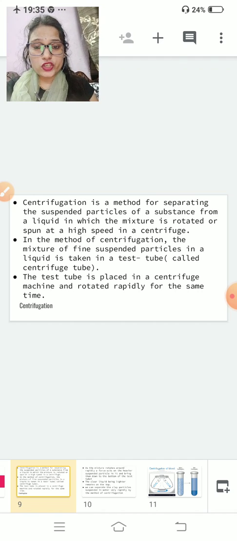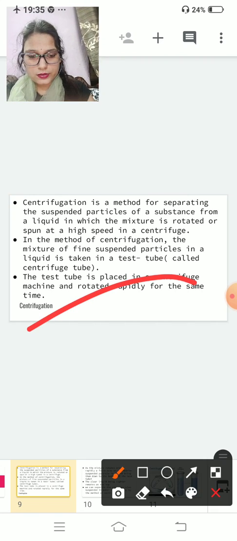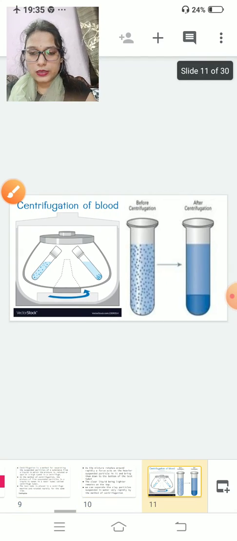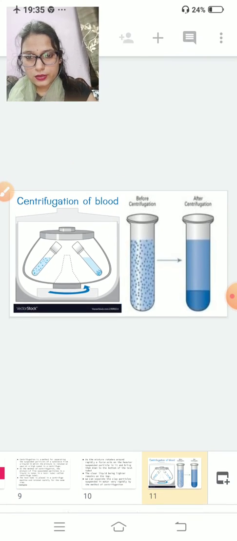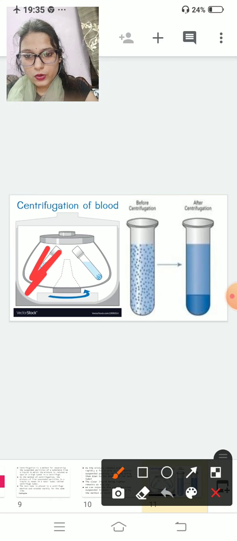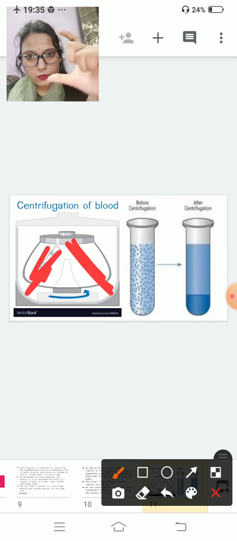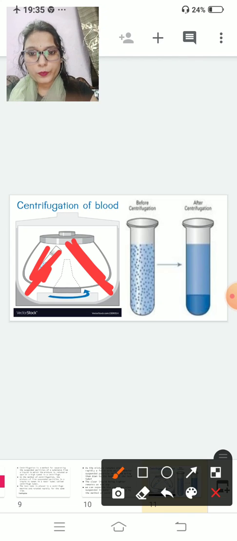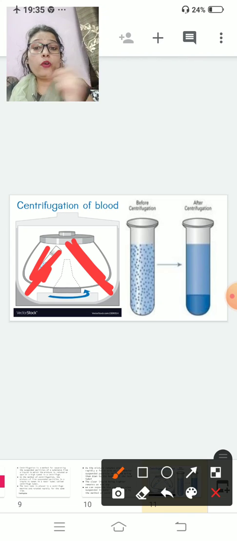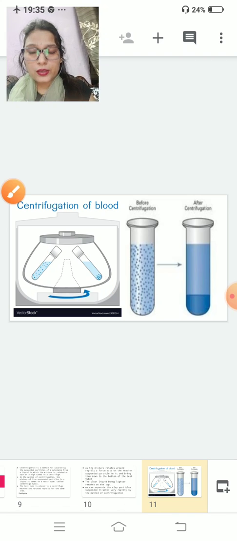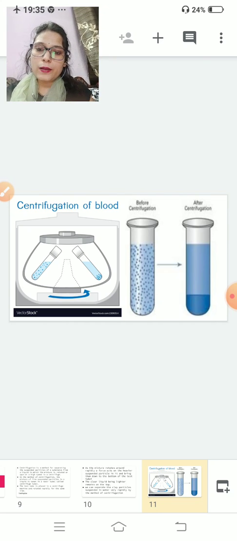So, centrifugation is a method for separating the suspended particles of a substance from a liquid in which a mixture is rotated. What you will do, you will take a mixture in a test tube like this. Okay, you will put it inside the machine here, and opposite one a water test tube. When you rotate like this, it will rotate with a high speed. What will happen? That substance whose density is high will settle down, and the lighter one will come out.